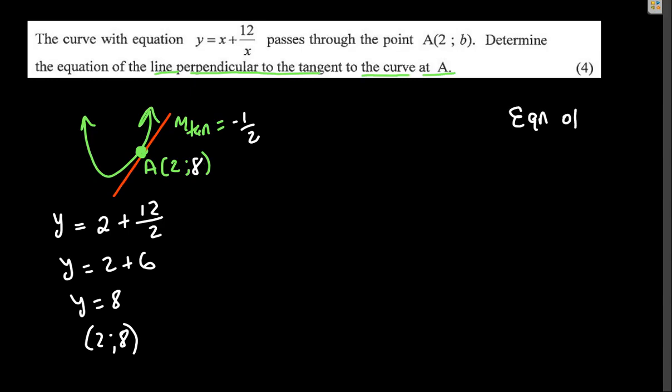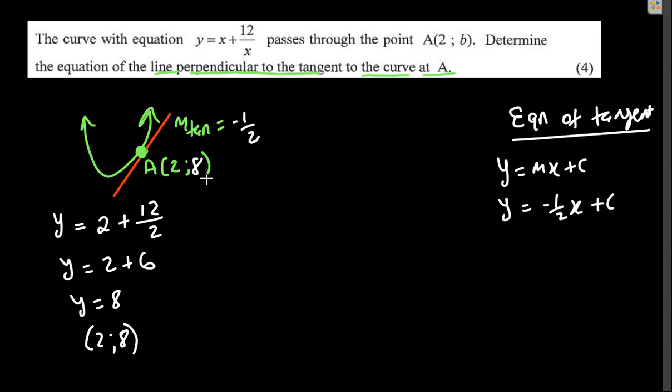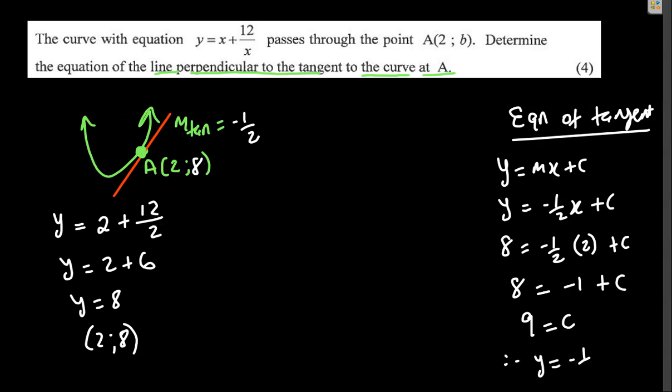So the equation of our tangent, you can get it by saying y is equal to mx plus c. Then you say the gradient is negative half, right? And then you substitute this point (2, 8). You can just say 8 is equal to negative half times 2 plus c. Then 8 is equal to negative 1 plus c, right? So 9 would be your c. Therefore the equation of the tangent is y equals negative half x plus 9.